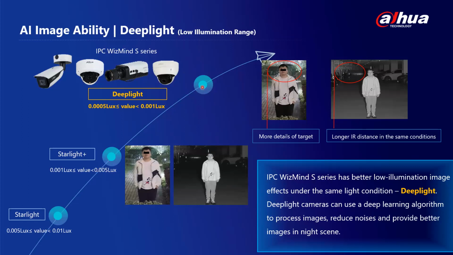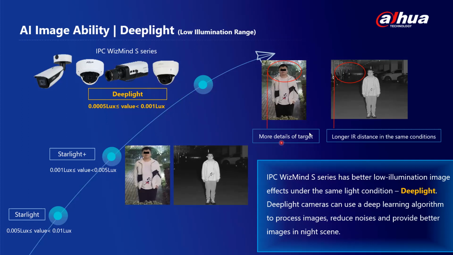Remember that we have other functions that support low illumination ranges, but now, since we're talking about the Deeplight functions, that's an AI image ability support for the WizMind S series product. You find that in between here, there are some other functions which have been left out. Those functions are lower compared to the Deeplight function. So Deeplight is basically an upgrade of all those functions just to ensure that during the day or night, we have better image quality compared to the other series of these previous products.